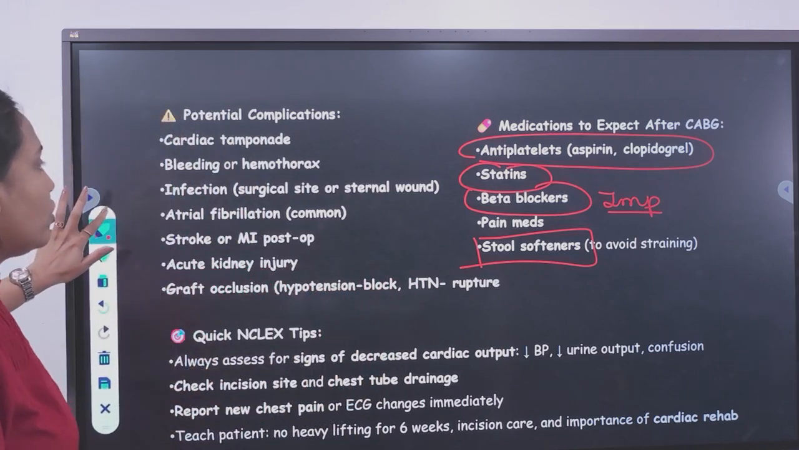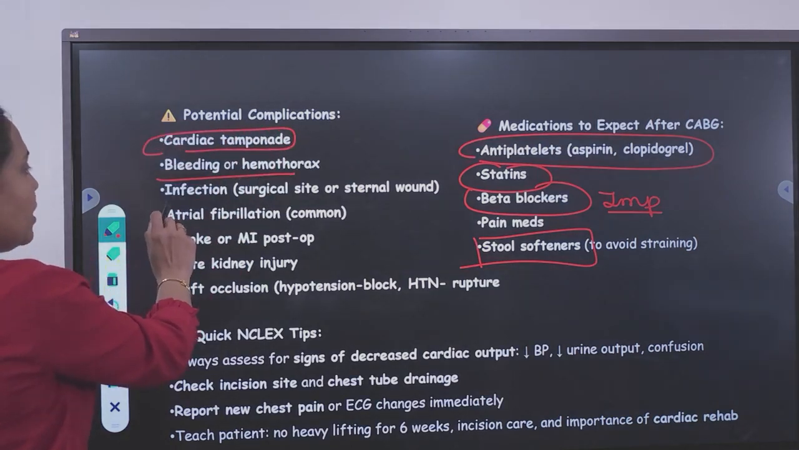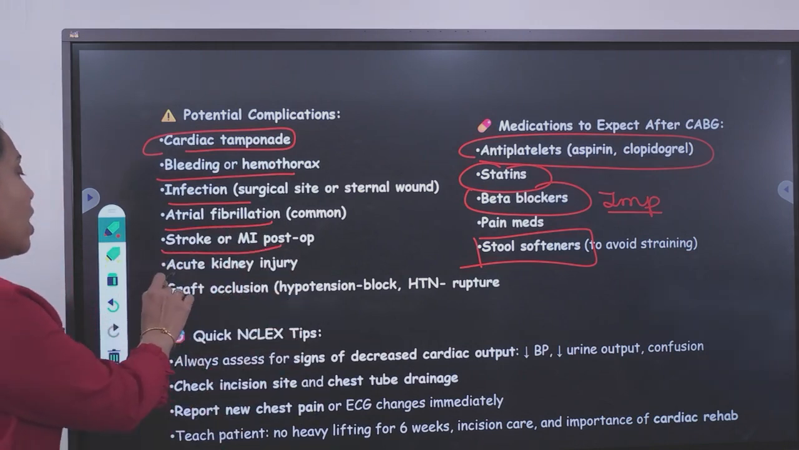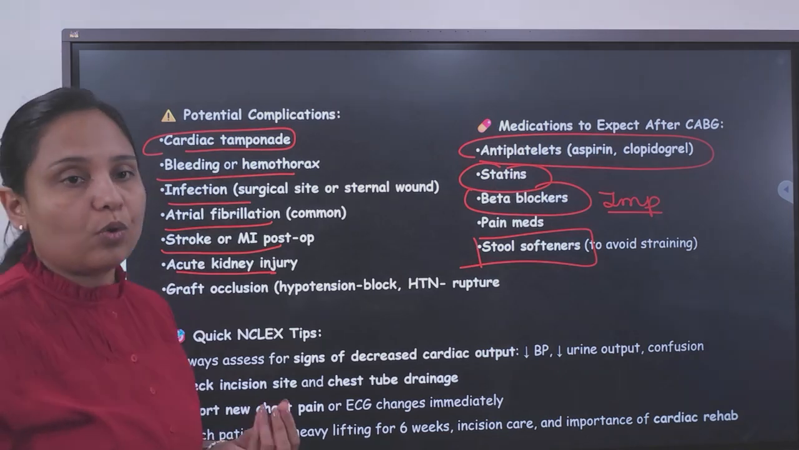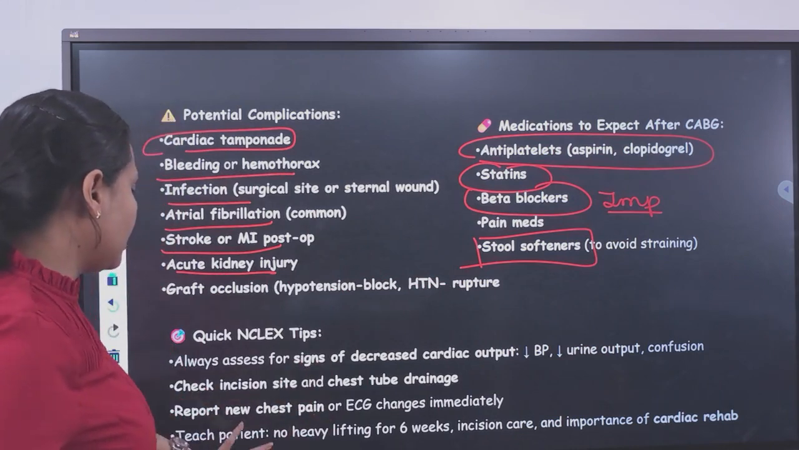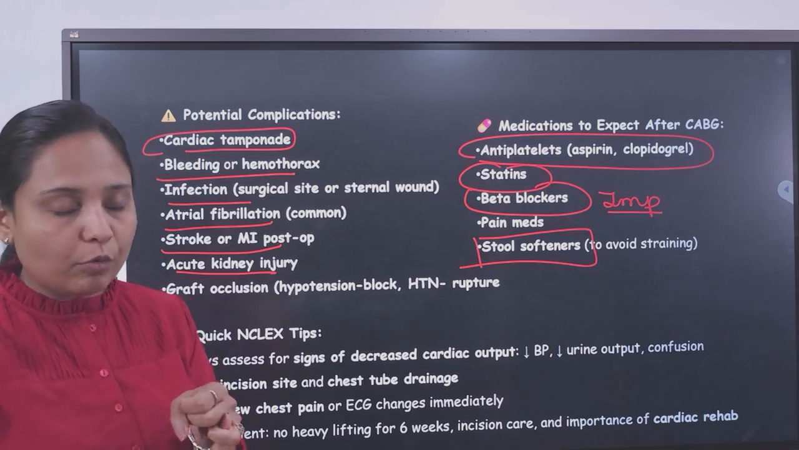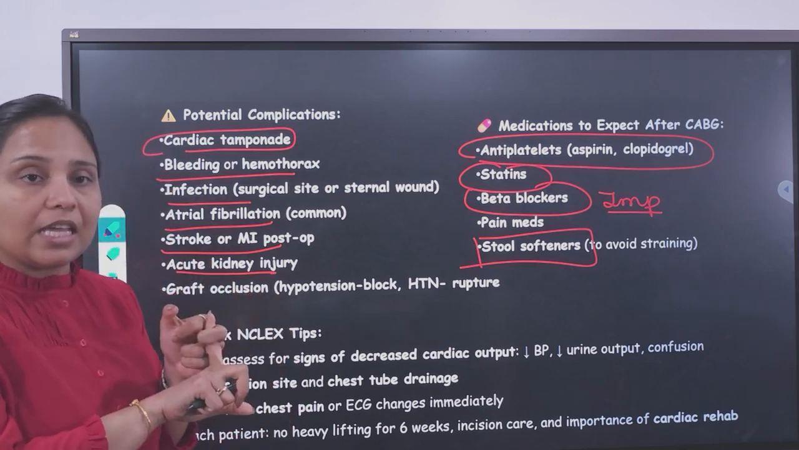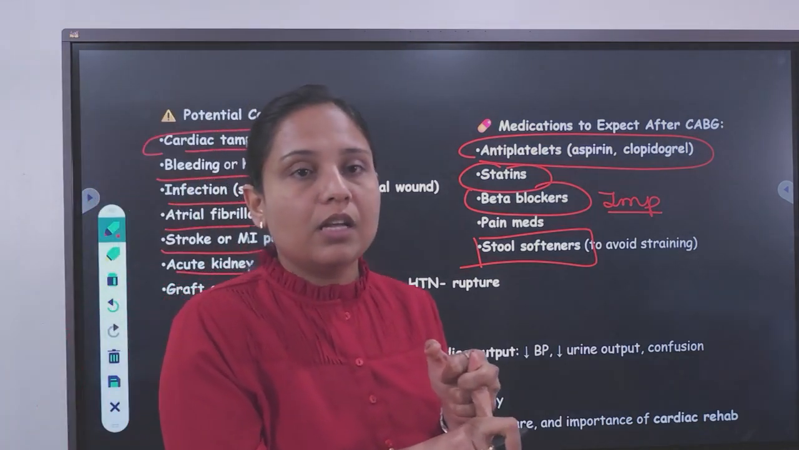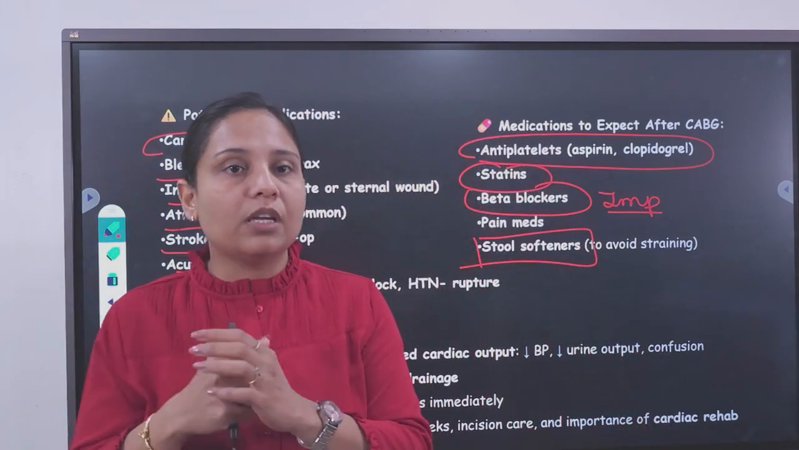And then you are going to monitor for complications, which are cardiac tamponade, bleeding, hemothorax, infection, atrial fibrillation, there are also chances of stroke, acute kidney injury, and graft occlusion. You are going to monitor the patient for all those complications. So this is a repetition, a hint. You have to check the site for infection. You have to monitor the urine output for kidney failure. You have to monitor the EKG for dysrhythmia. Okay, and teach the patient no heavy lifting, no driving, and no sexual activity until whatever we talked about.